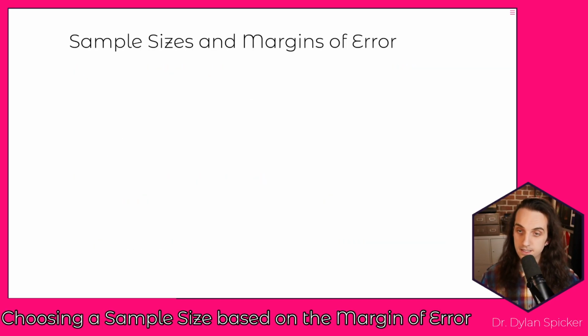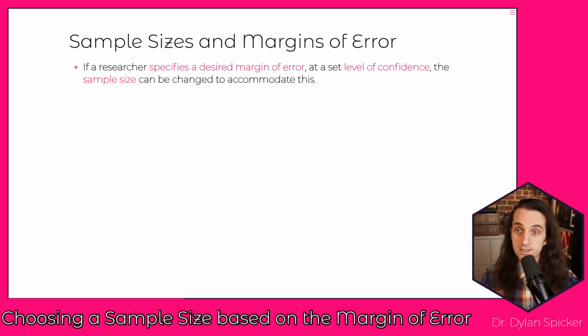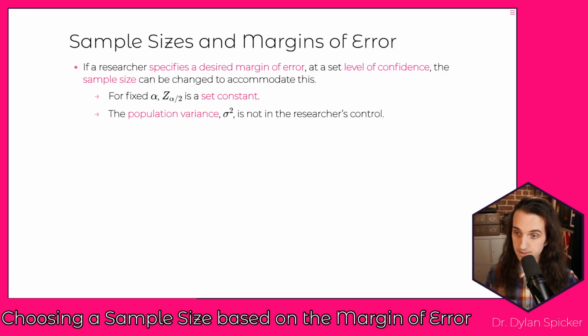Now, we can end up selecting a sample size based on the margin of error. If a researcher specifies a desired margin of error at some set level of confidence, then the sample size can be changed to accommodate this. For any fixed alpha, if we fix our confidence level, then z alpha over 2 is a constant. The population variance is not within the researcher's control. That's some fixed constant that we don't have access to.